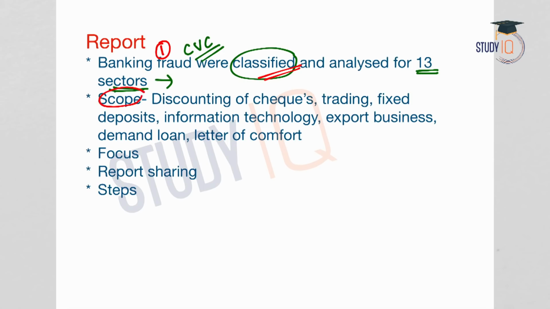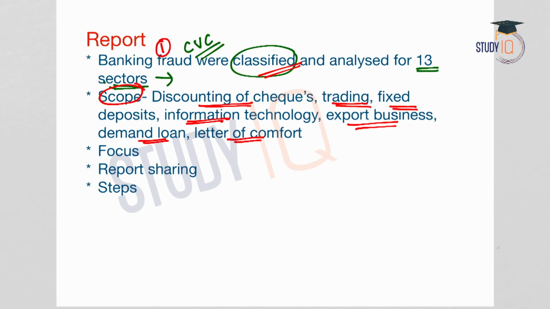And regarding the scope of the report, a wide area under the banking sector was covered under the report, which includes discounting of checks, trading, fixed deposits, information technology, export business, demand loan, letter of comfort, etc. So all these areas were covered. That means the scope of the report is very wide.